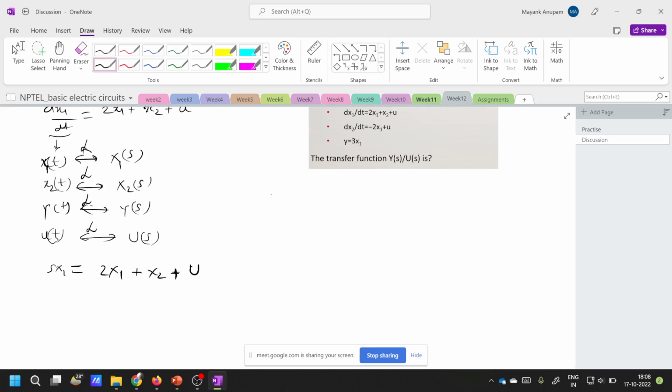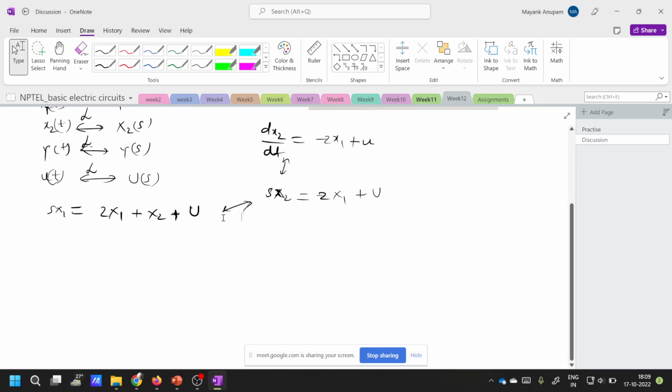Similarly, the second equation is what? dx2 by dt is equal to minus 2x1 plus u. So its Laplace transform is s x2 is equal to minus 2x1 plus u, right? This is the second equation. Now from these two equations, let me remove x2. This is a simple algebraic elimination, and you can remove a variable from here, right? So let me remove x2 from here.